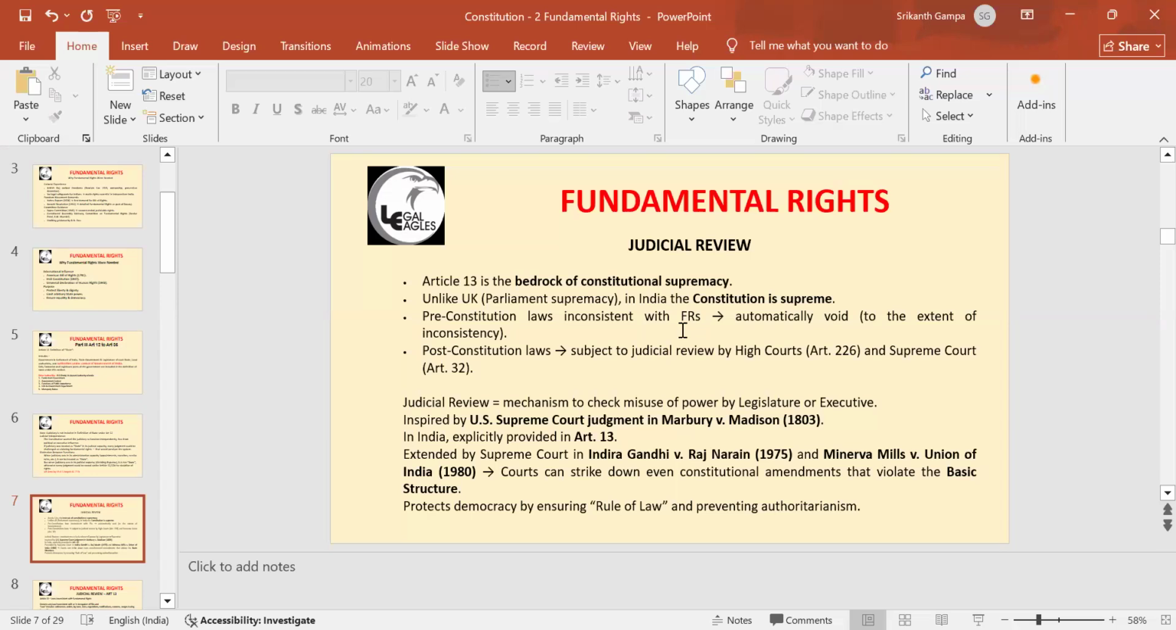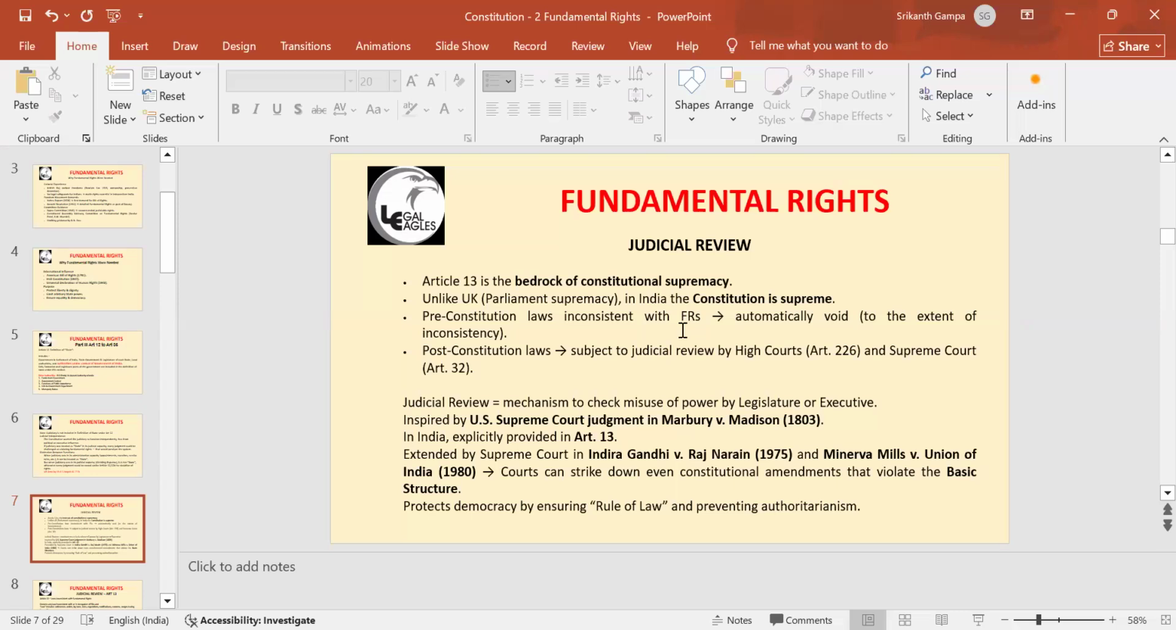It is inspired by a Supreme Court judgment. In 1803, Marbury versus Madison. This judicial review concept is taken from this specific case from the United States Supreme Court. It was extended by the Supreme Court in India in Indira Gandhi versus Raj Narayan and Minerva Mills versus Union of India. These two cases are very important, where courts have struck down constitutional amendments that violate the basic structure. Wherever the basic structure is impacted by any constitutional amendment, that specific section or the act itself is struck down by the courts.